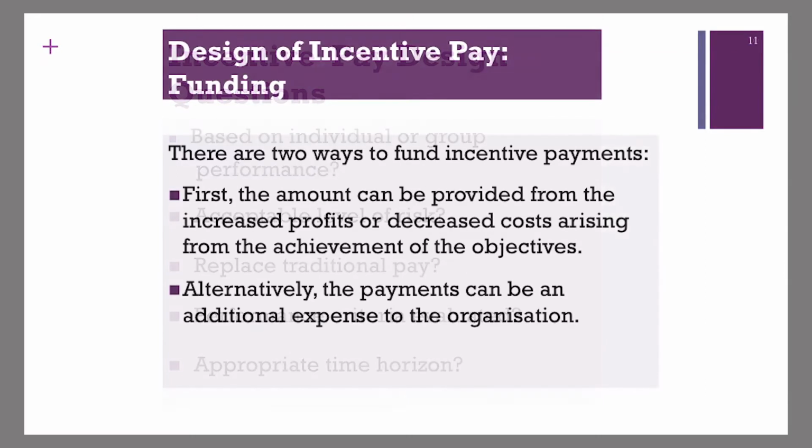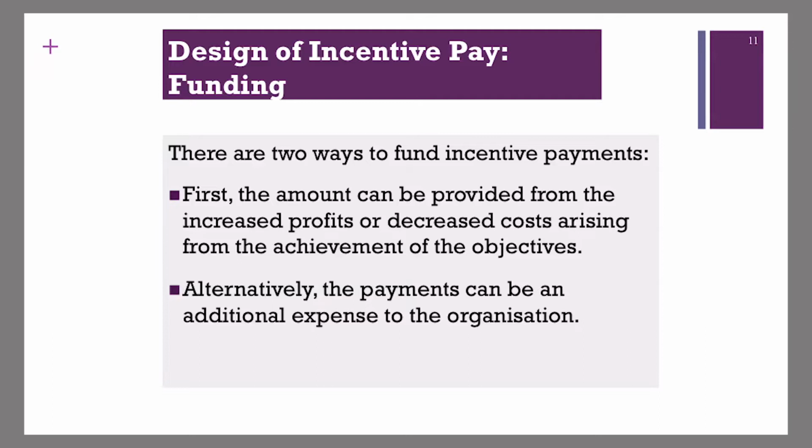Now let's look at the funding of it, because the money has to come from at least two sources. These are two sources where the money comes from to fund the variable. First, it can come from increased profits or from cost savings that accrue because of higher performance.